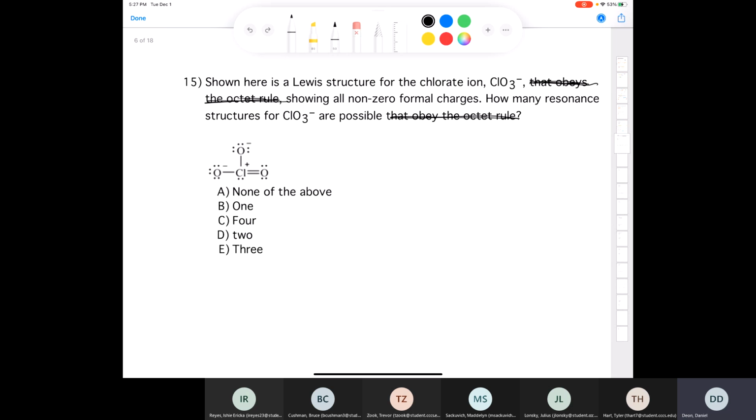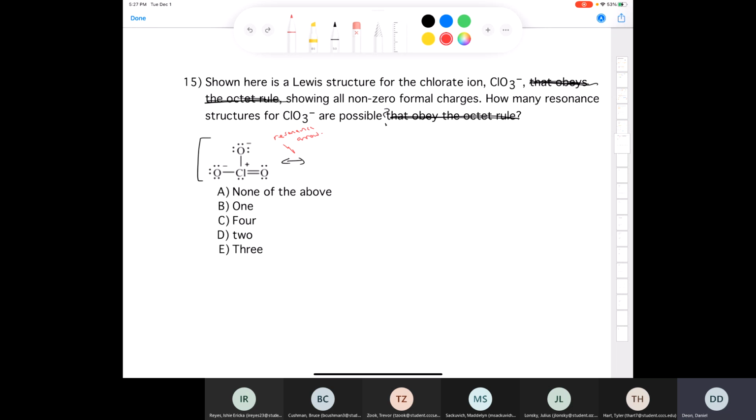Okay, well, it says here, here's a beautiful Lewis structure for the chlorate ion, showing all non-zero formal charges, positive charge on the chlorine, negative charge on the oxygen, and it's asking us how many resonance structures for the chlorate ion are possible. Well, remember that this double-headed arrow like this is a resonance arrow. Okay. And the way this Lewis structure is drawn, it looks like we get a single bond here, a single bond here, and a double bond here.